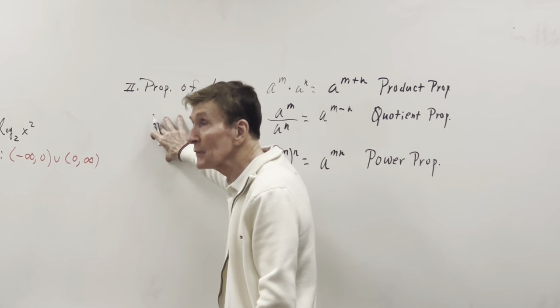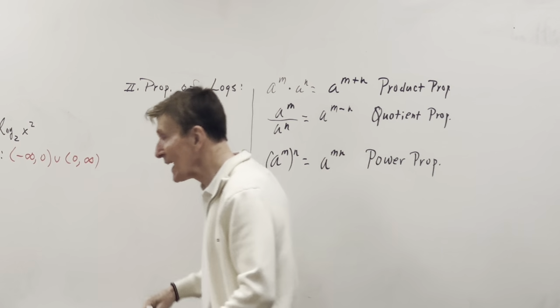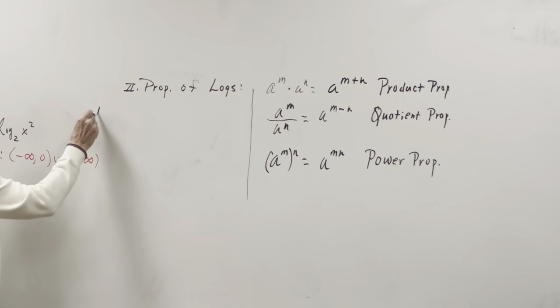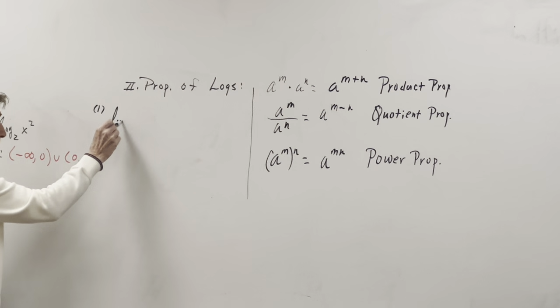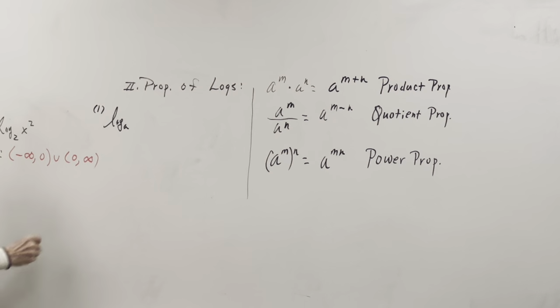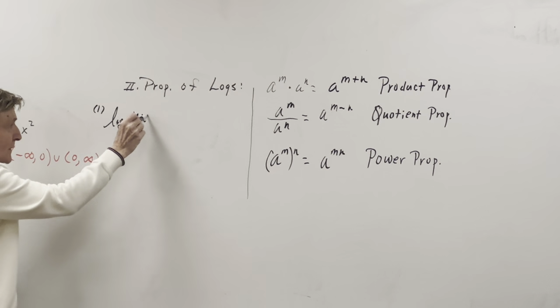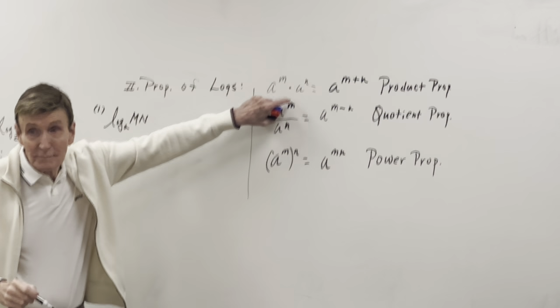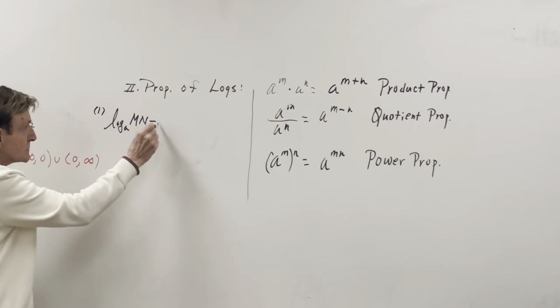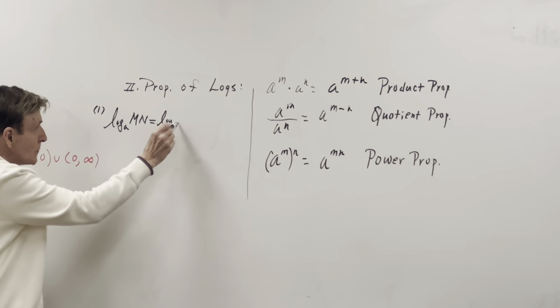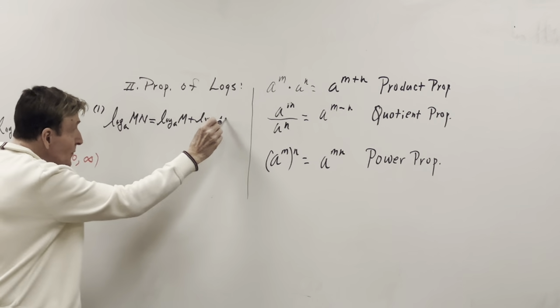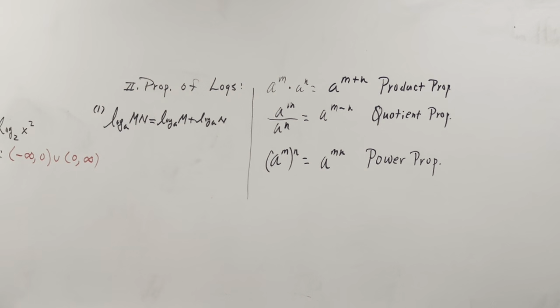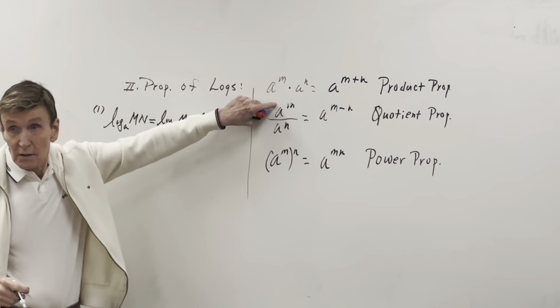Arena, read the first one to me, and I'll write it out as you see it on the handout. Product, okay. Was it log base a? Log base a, okay. M times n. Hang on now, that's a product. Equals the logarithm base a of m plus the logarithm base a of n, like that.